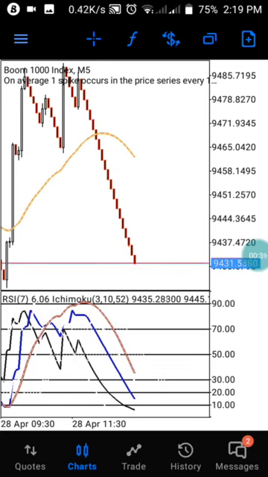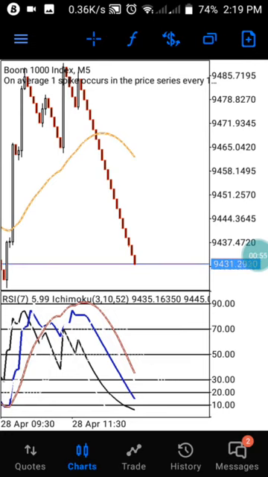Guys, today, as you can see, this is Boom 1000 on the 5 minute time frame. I told you guys that this is one of the powerful strategies that can really help you to make a trade in Boom 1000 and Crash 1000. This strategy works on Boom and Crash 1000 on the 5 minute time frame.